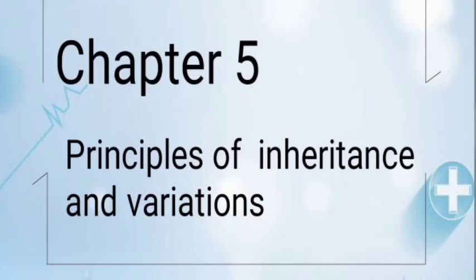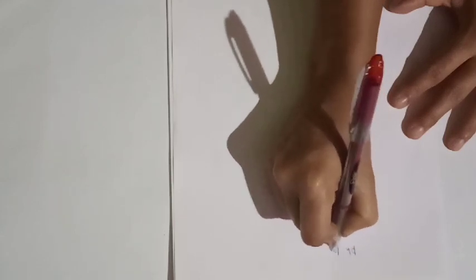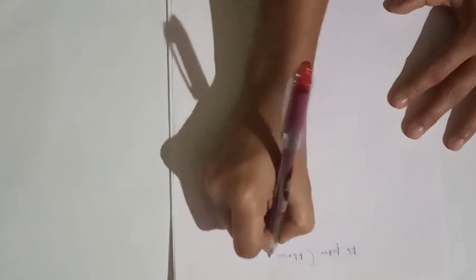This is part 2 of the blood group. Next is the RH factor, or rhesus factor.